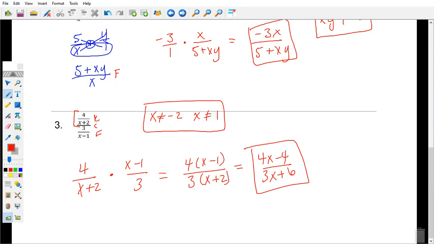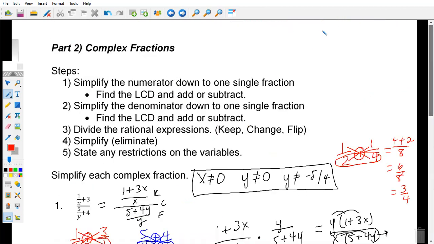All right, that is complex. I hate it. I know.